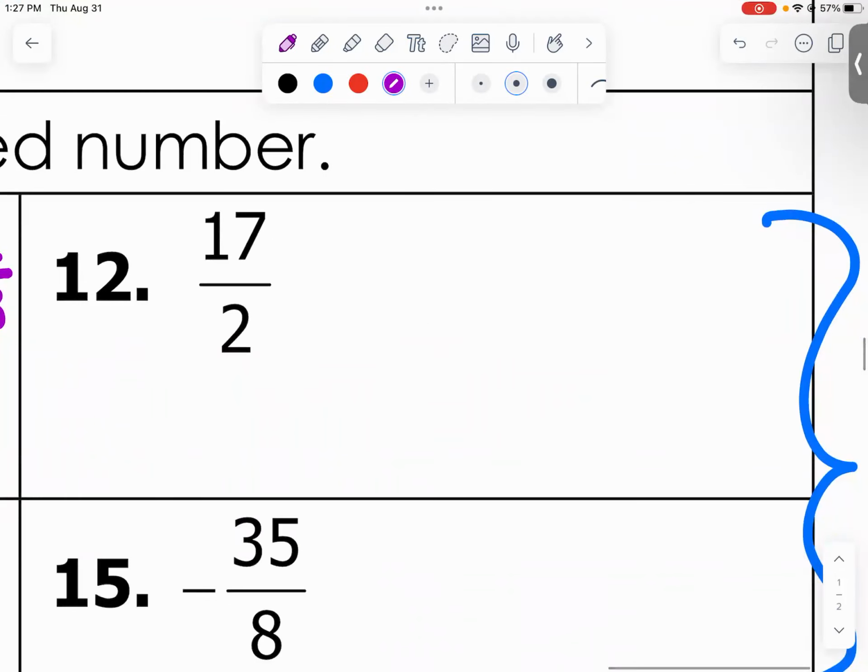All right, you do this one. You do number 12. 17 over 2.